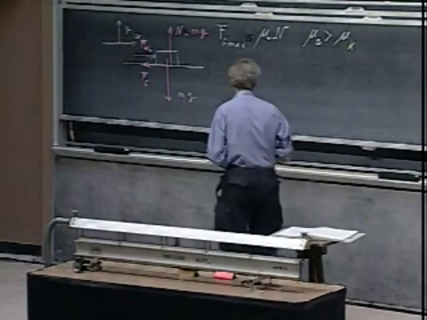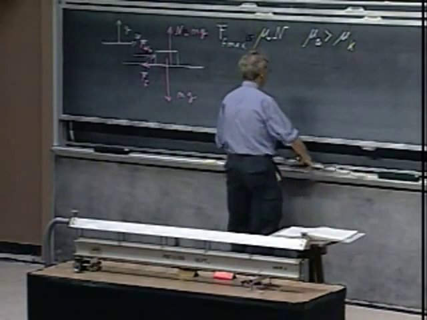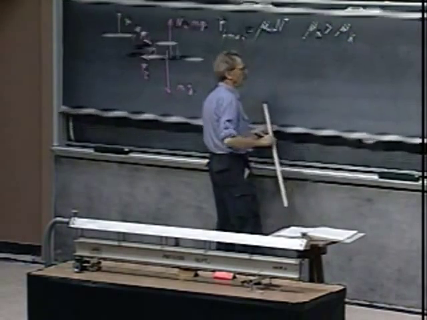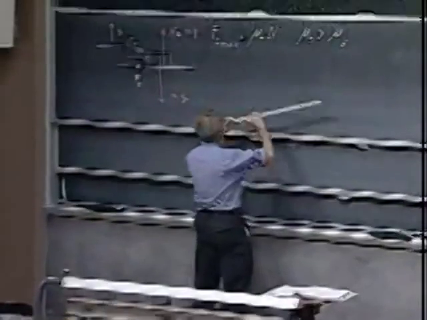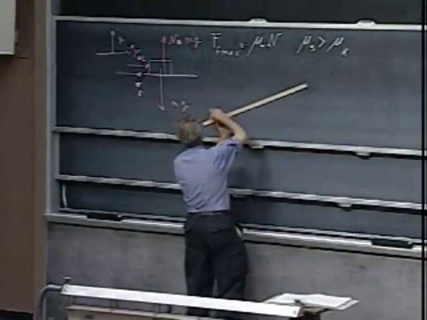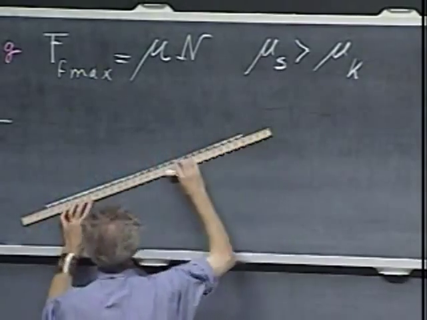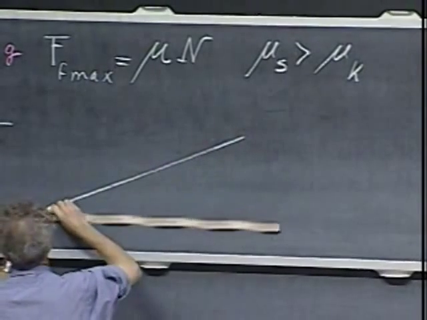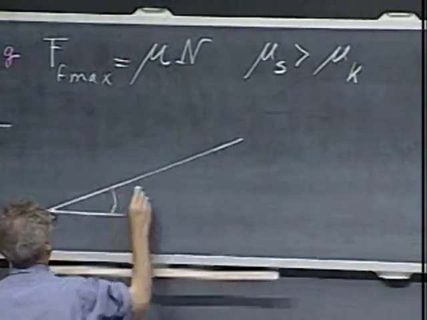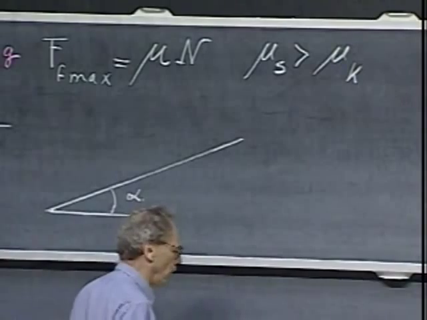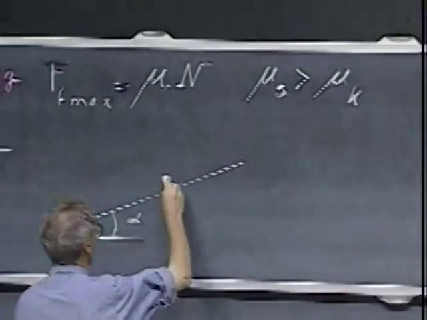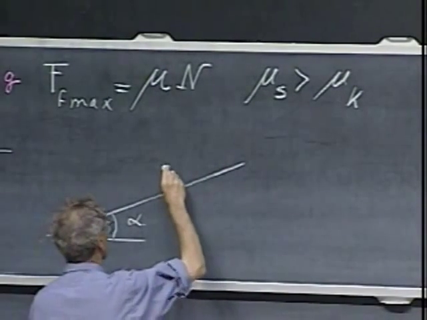It is fairly easy to measure a friction coefficient by putting an object on an incline and by changing the angle of the incline, increasing it. This is the angle alpha. You increase it to the point that the object starts to slide down.